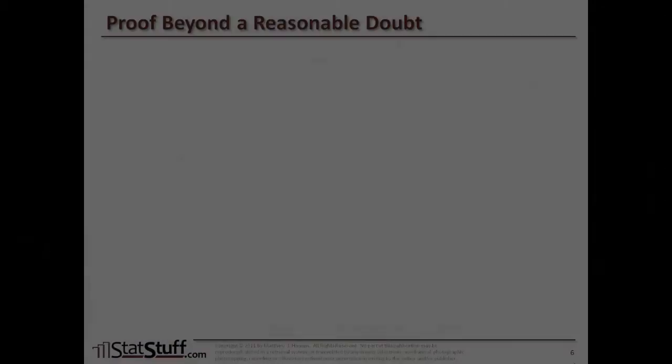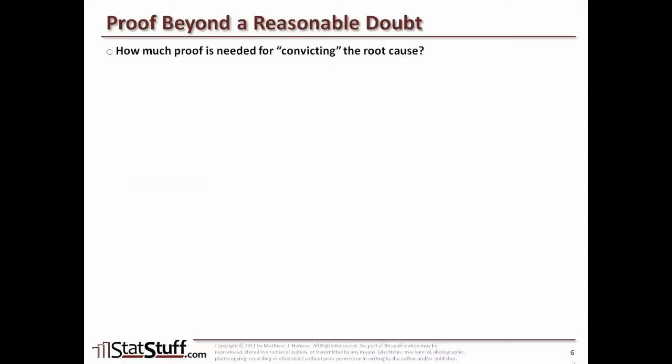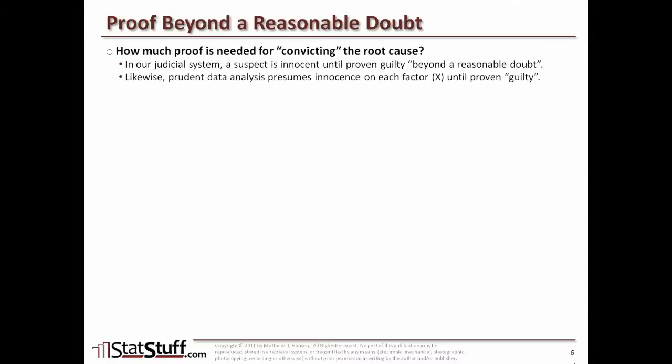Just like in a court case, let's talk about how we must be gathering proof beyond a reasonable doubt. Well, how much proof is actually needed for convicting what we're calling the root cause? Again, if we go back to our American judicial system, a suspect is considered innocent until proven guilty beyond a reasonable doubt. In the same way, when we're doing prudent data analysis, we presume innocence on each of the factors that we're analyzing until we have enough data that proves that it's guilty. That's basically what hypothesis testing does.